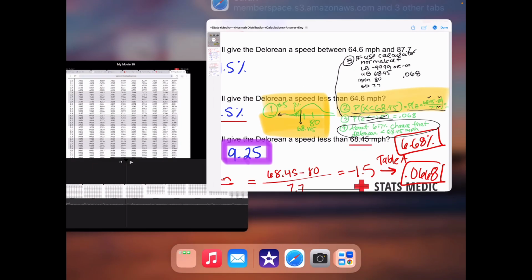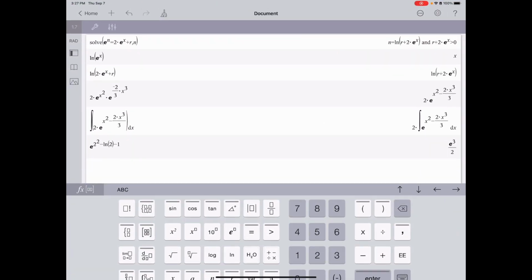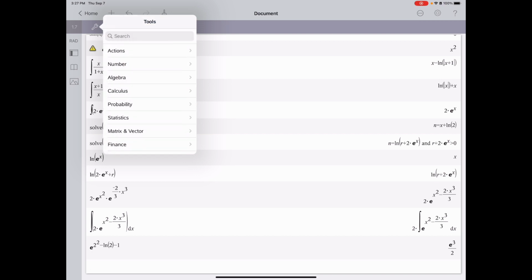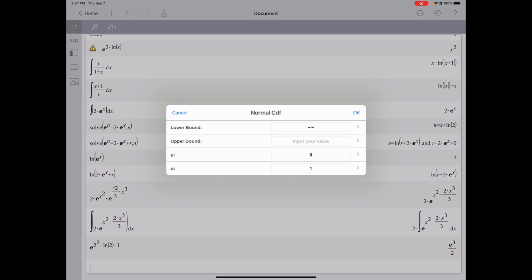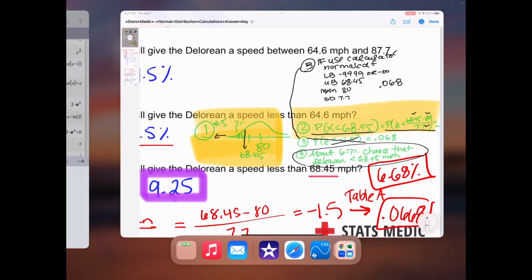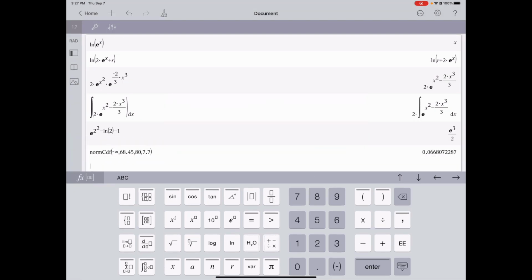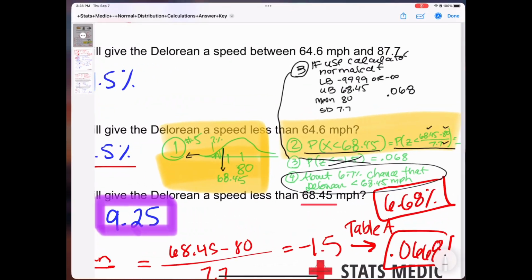Let's go ahead and look at the calculator. On the calculator, you're going to go to Menu, Probability, Distributions, Normal CDF. Lower bound, negative infinity. Upper bound is, what do we say? Sorry, 68.45. Mean is 80. And standard deviation is 7.7. And you can see I got the same thing, 0.0668. And you see the normal CDF is right here. You can't just write it out without making sure you label it, so just do it this way.